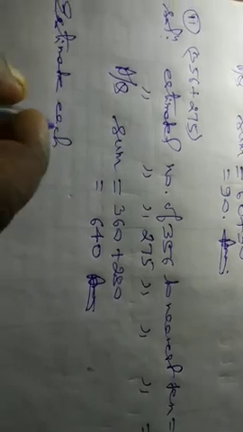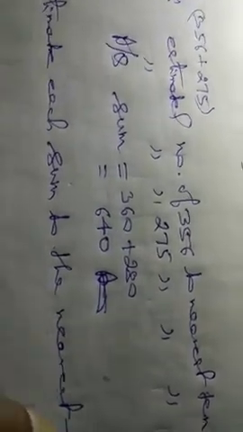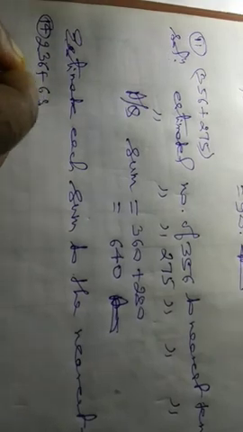Again, estimate each sum to the nearest 100. Next is question number 14. 236 plus 689.